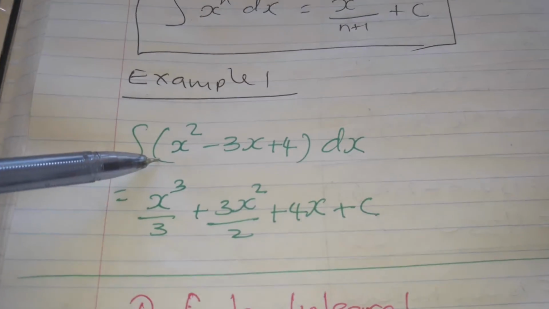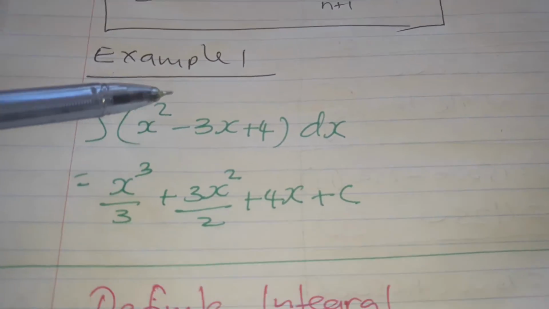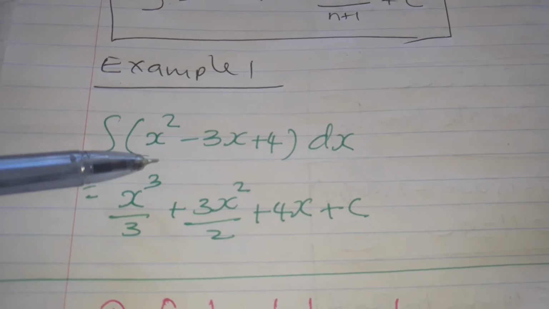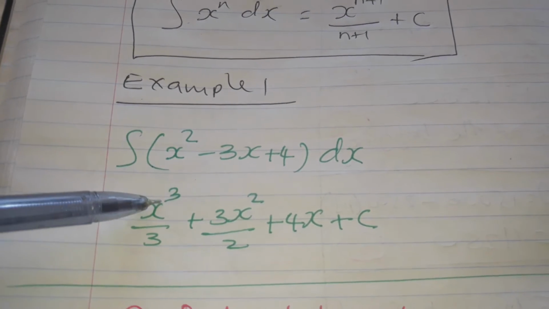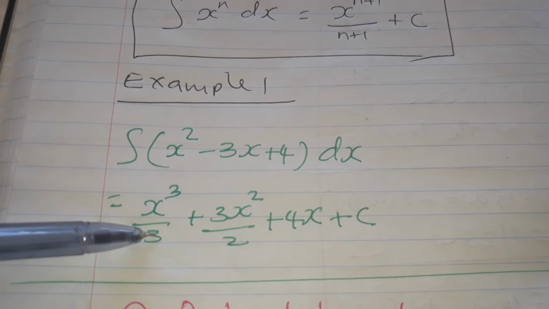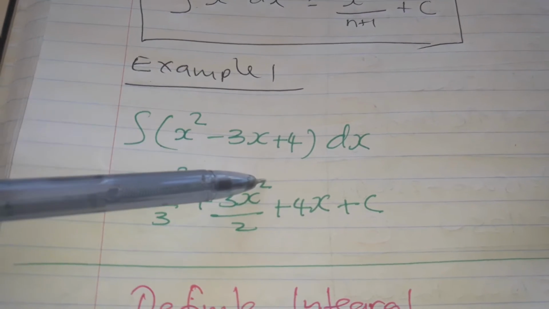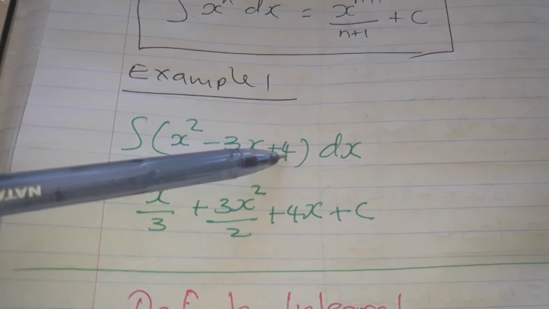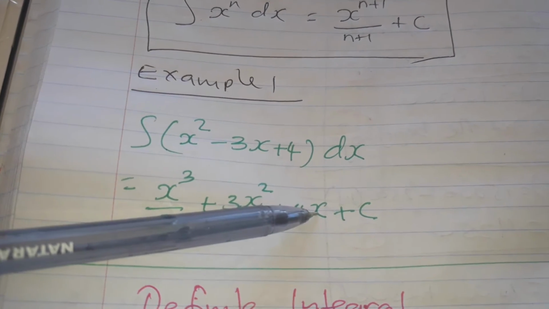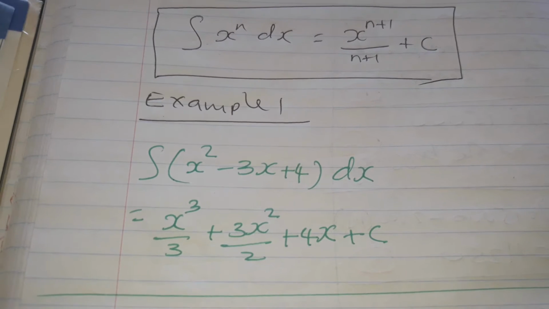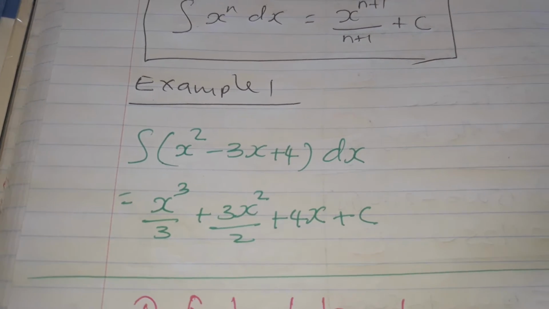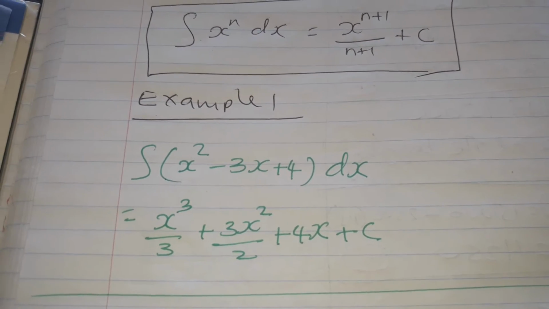For example, if I have to integrate, the rule is you will add 1 to the power and then divide by the new power. So x squared will become x cubed upon 3. 3x, the power here is 1, so 3x to the power of 2 divided by 2 is just 3x squared over 2. That means I'll just include an x, right? That's how you integrate. Add 1 to the power and divide by the new power.